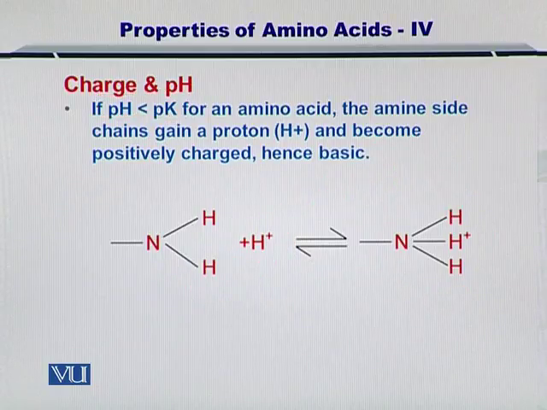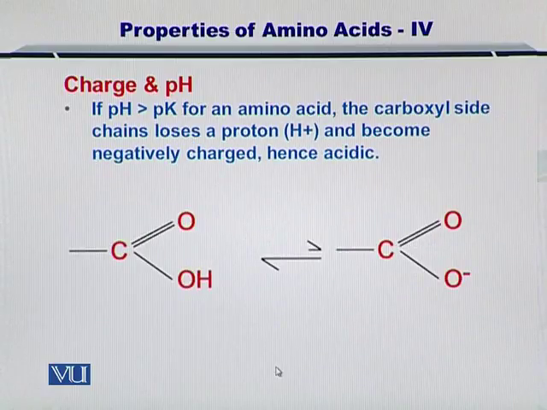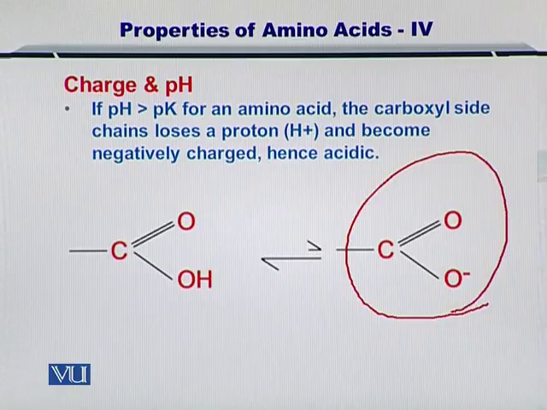Dear students, what if the case is reversed? If pH is greater than pK for an amino acid, the carboxyl side chain loses a proton as opposed to the previous case. So upon losing a proton, the carboxyl group obviously becomes negatively charged and hence acidic. You can see here the overall charge of the carboxyl group is negative, and this is only for a pH that is greater than the pK value.